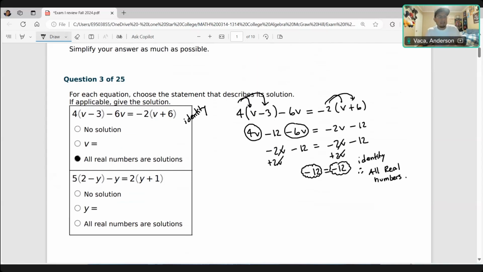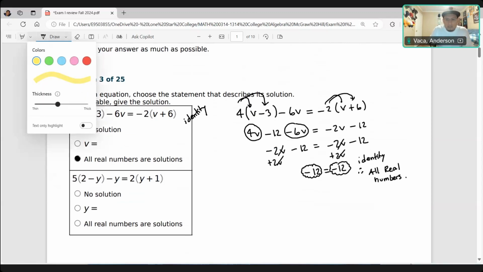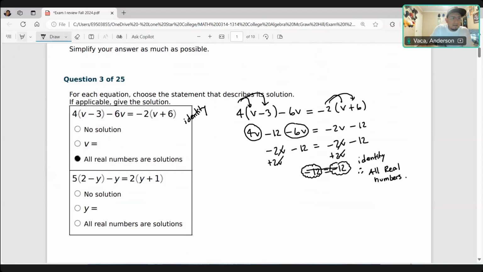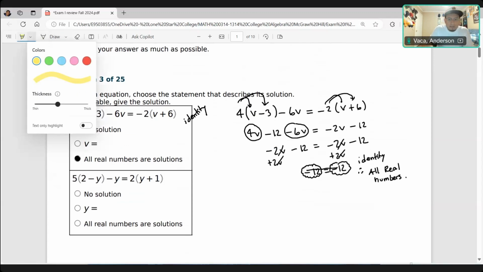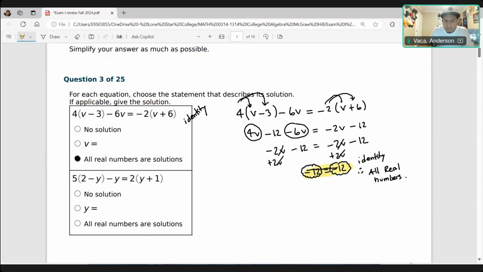How do we know it's an identity? As we went through the algebra here, we recognize that we lost the variables altogether. There was no more variables. But we looked at this statement and we recognize that this is true. Negative 12 does equal negative 12. Therefore, it is an identity. And I'll just move on to the next example. Okay, is an identity, all real numbers.